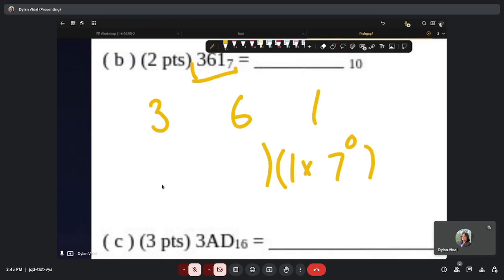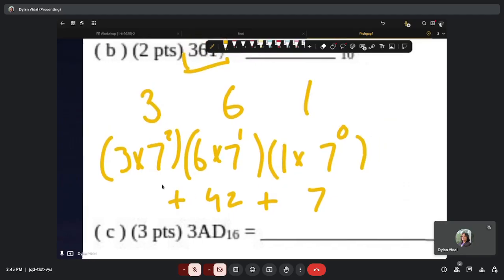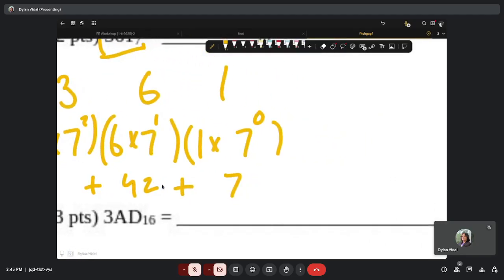right? This is going to be 6 times 7 to the 1. And this is going to be 3 times 7 to the 2, which will drop down here. So this is going to be 1, plus 6 times 7 is 42, plus 3 times 49, which should be 147. 1 plus 42 plus 147 is 190.